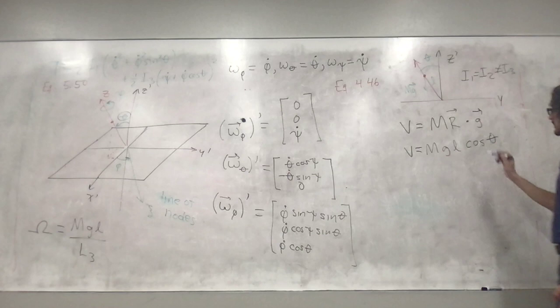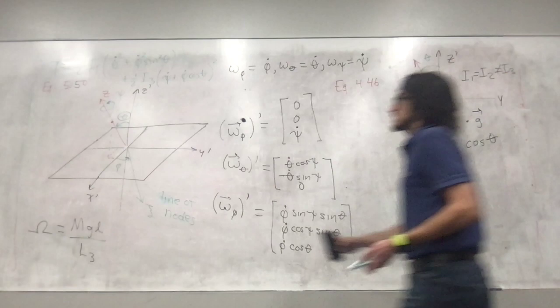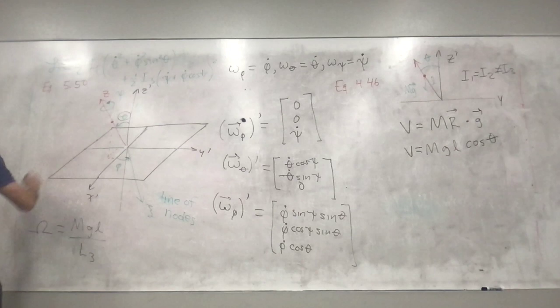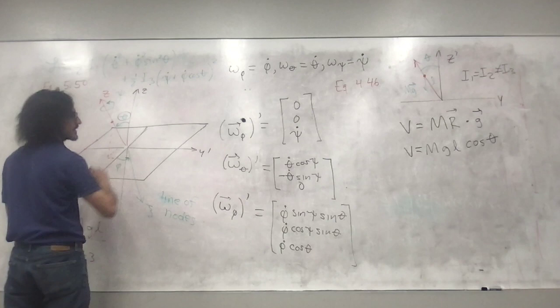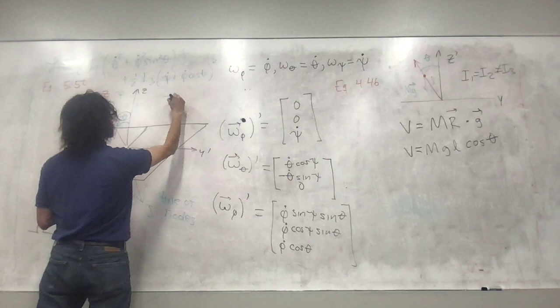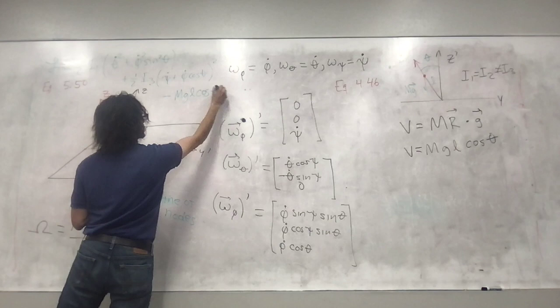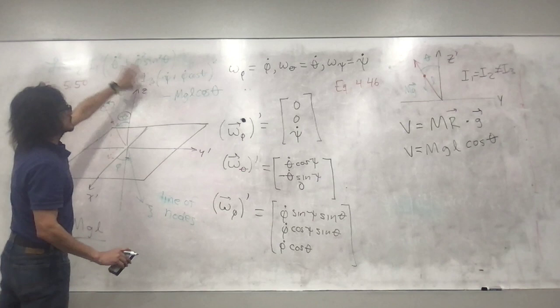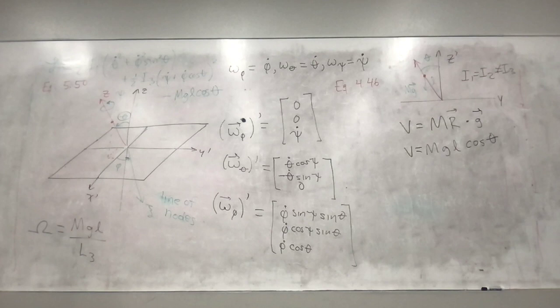So when we put it in the Lagrangian, let's make this one the Lagrangian. Actually, I should not get rid of that. So minus m g l cosine theta. Okay, so we have the two components of the kinetic energy and then the potential energy over here.